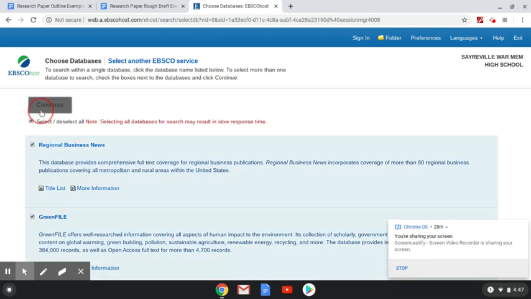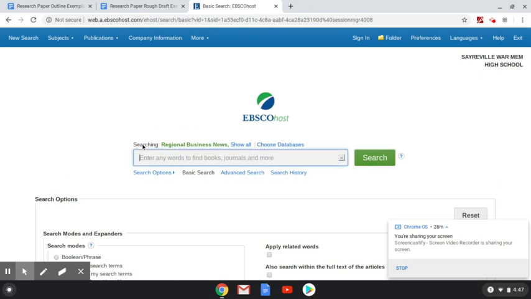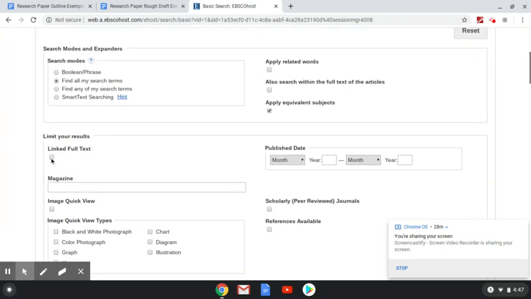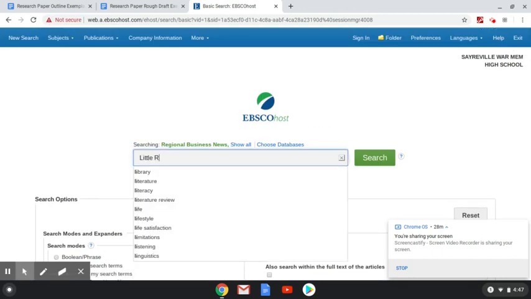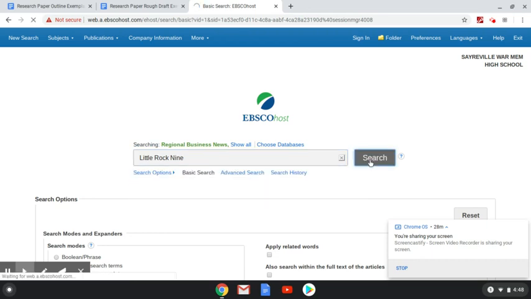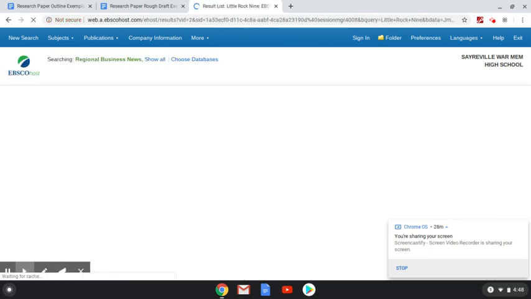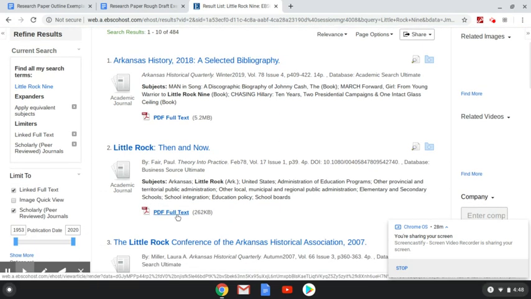Actually, I might have to go through this process again. I don't know why, but always make sure we do linked full text. Make sure we do scholarly journals. Little Rock 9. All right, we have Little Rock Then and Now. Again, we're going to click PDF full text.